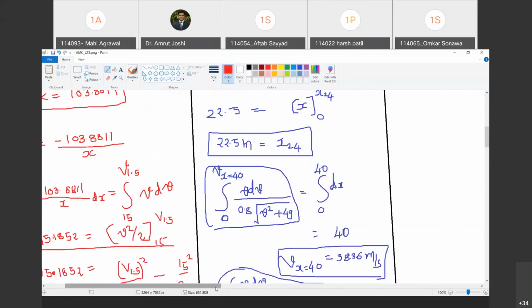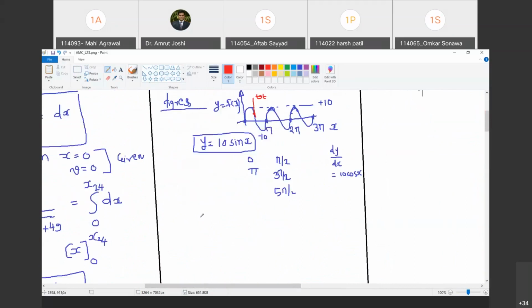So observation number 1. What is the observation? Slope of tangent drawn to function y equal to f of x at x is equal to x1 is dy by dx evaluated at x is equal to x1. Do you agree with me? That's what I mean to say.